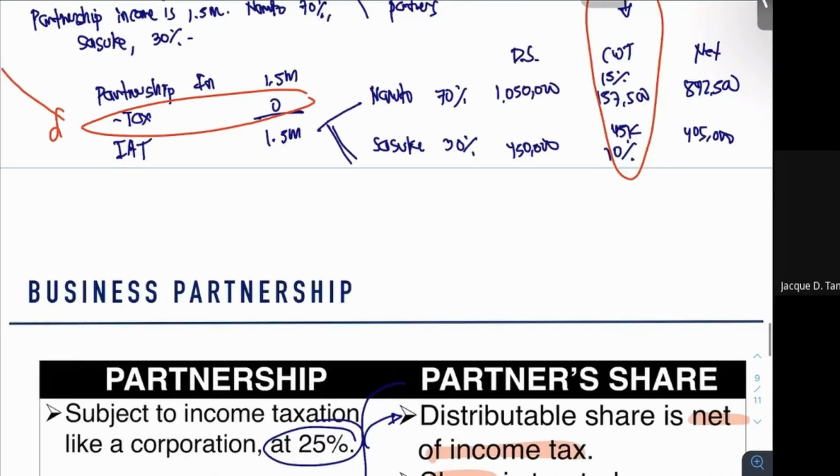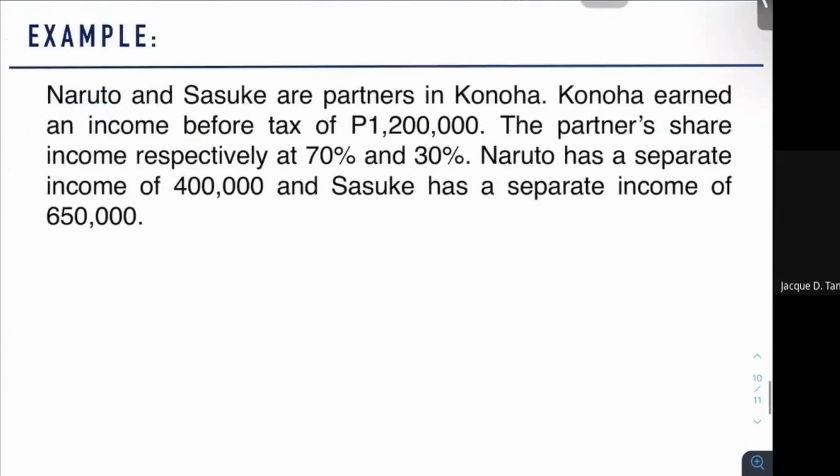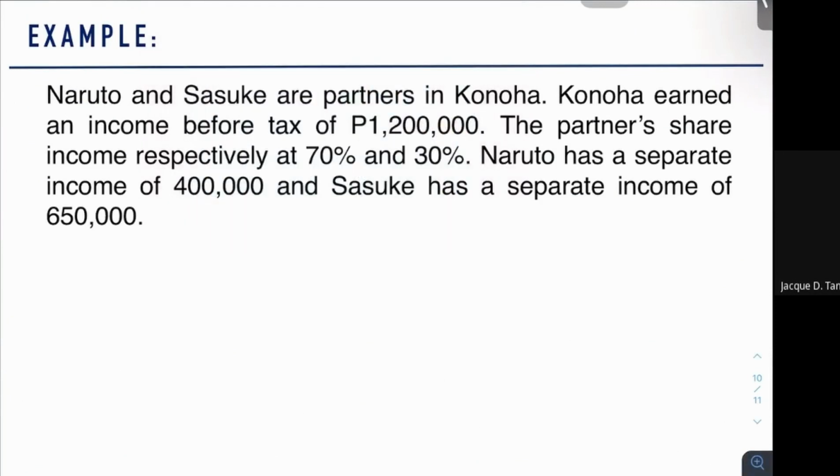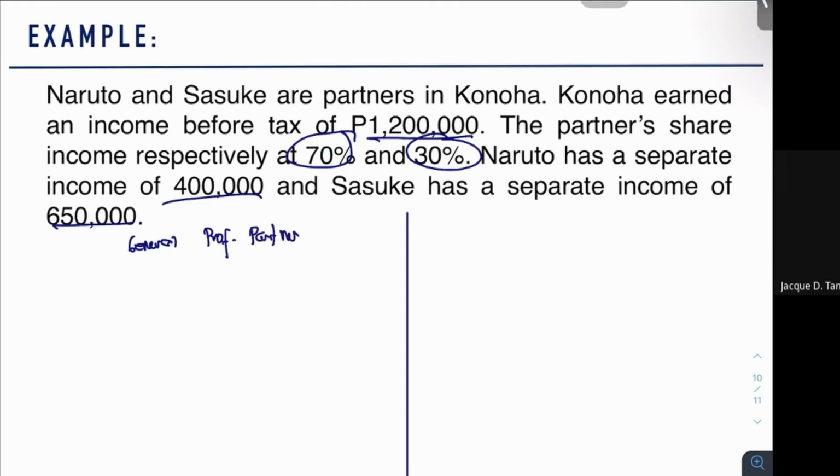To see their difference as a whole, let's take this example. Naruto and Sasuke are partners in Konoha. Konoha earned an income before tax of 1.2 million. The partner share is 70 and 30. Naruto has a separate income of 400 and Sasuke has a separate income of 650. Okay? So let's try to answer it if we have a general professional partnership and a business partnership.